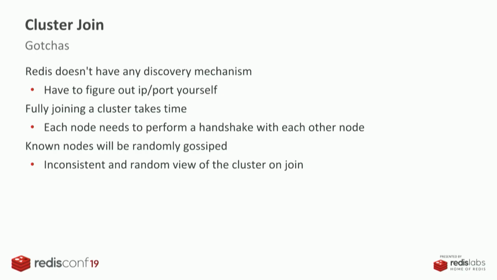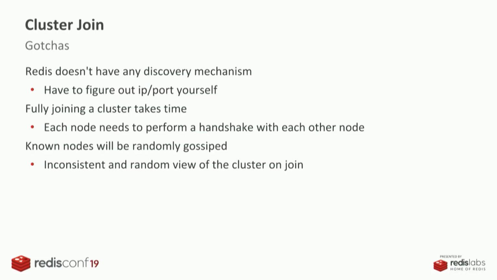Some gotchas there. Redis doesn't have any discovery mechanism, which means you need to have some sort of discovery mechanism. How do you detect that there's a cluster running, for example, in this data center? How do you detect what node is running in the cluster so you can join it? So you need some sort of third-party orchestration. There's no easy way. We'll go over the solutions, but fully joining the cluster also takes time.